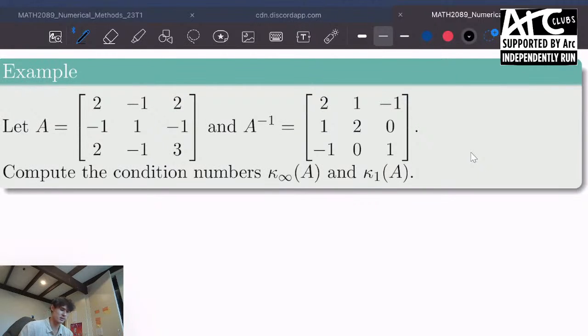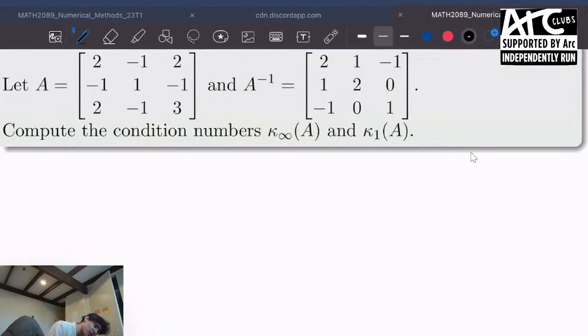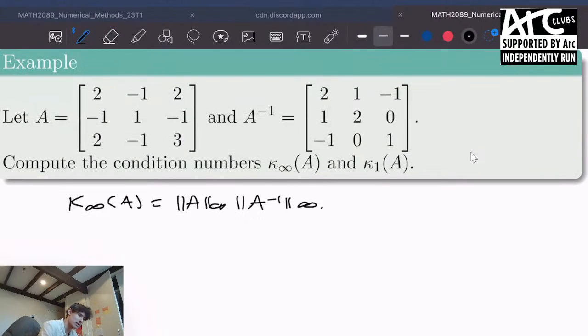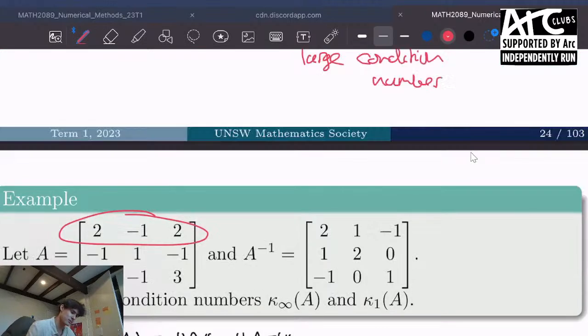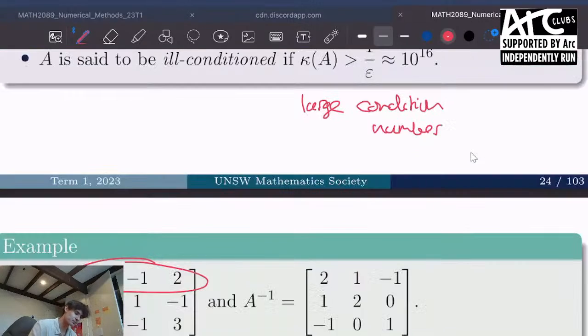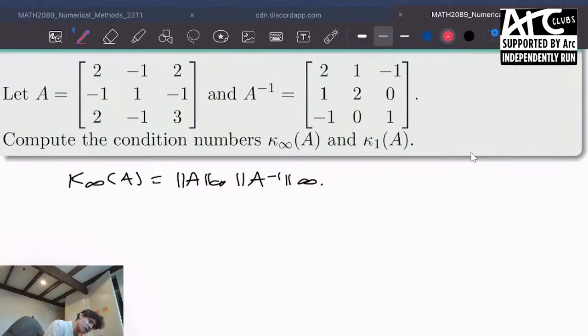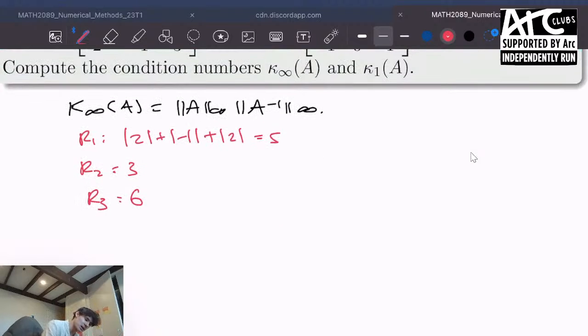To calculate condition numbers of these, like I said, if we're looking at the 1 and infinity condition numbers, we should just calculate the matrix norms. So let's start off with infinity. I know that the infinity condition number of A, kappa infinity of A, is equal to the infinity norm of A times the infinity norm of A inverse. They give us A and A inverse. Now we just need to calculate the maximum row sum, I think it was. Looking back, yes, it's the maximum row sum. So we calculate the row sums. The sum of row 1 is 2 plus -1 plus 2, which gives us 5. Row 2 gives us 3, and the third row gives us 6. The largest one is 6, so the matrix infinity norm of A equals 6.